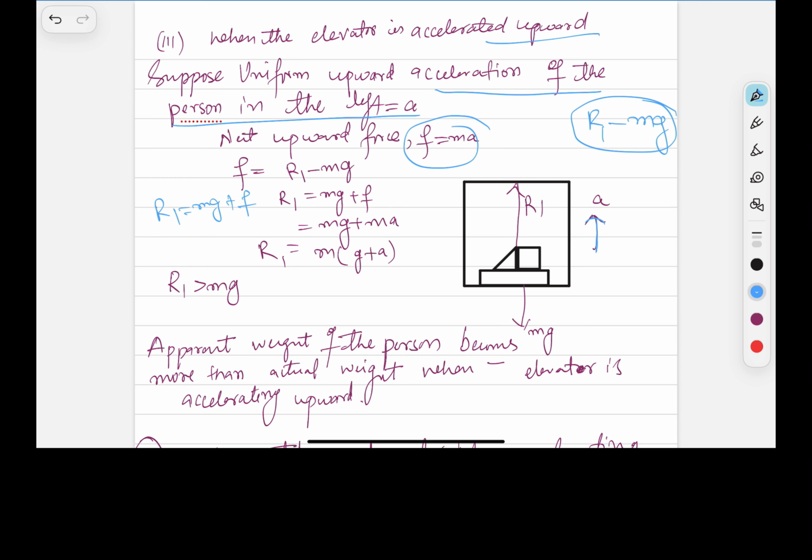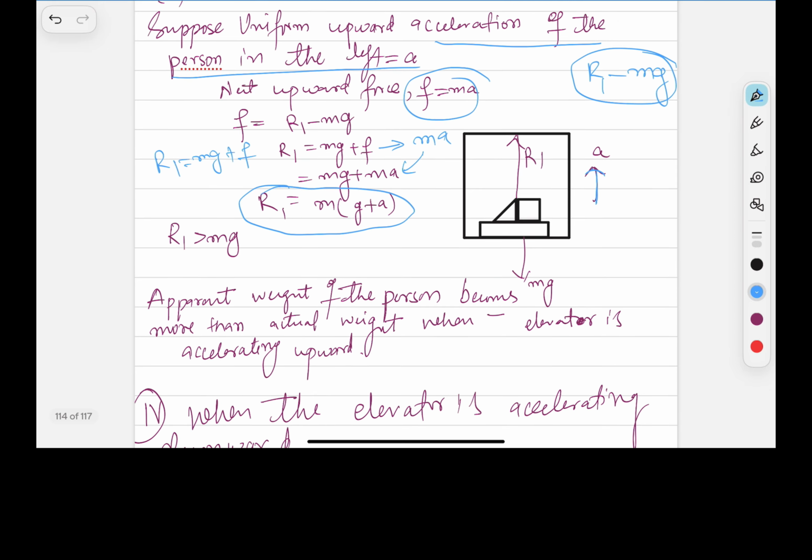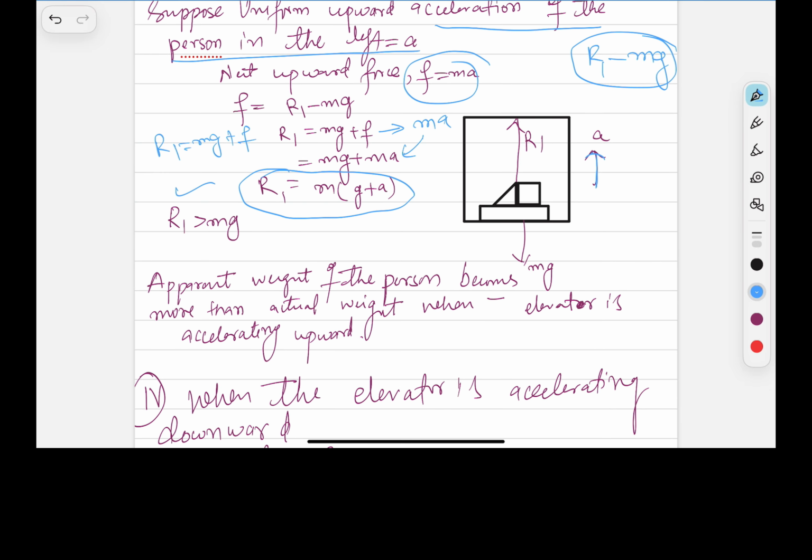What is F here? F is equal to mass into acceleration. So we add mg plus ma. So what reaction do we get? R equals m(g plus a), where we have taken m common. So here the reaction R1 is greater than the weight, that is mg.